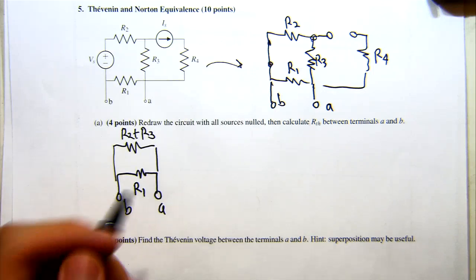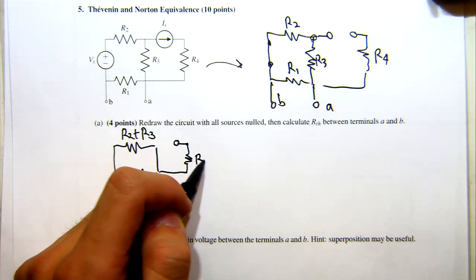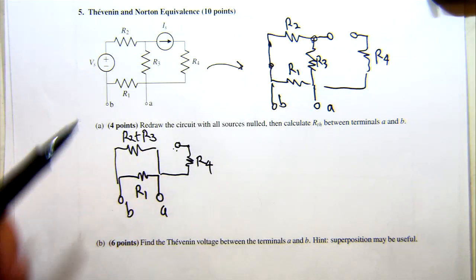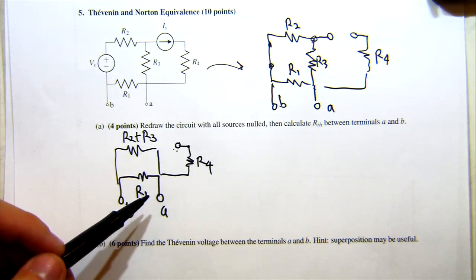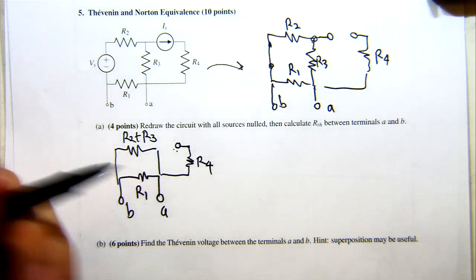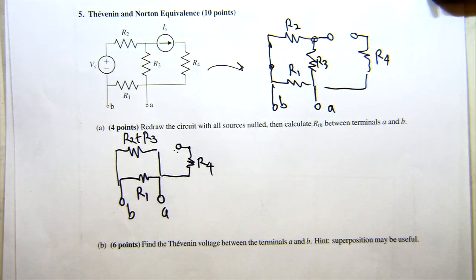So once we have this, I've not drawn in R4 here, but the thing is, if you look, R4 has this open terminal right here, right? The thing is, this is not really going to contribute to the resistance between A and B because it doesn't complete any full paths, right? Let's say if we did have something connected in this area, then we would expect it to contribute to the resistance, but because it's just open like that, it's not going to.